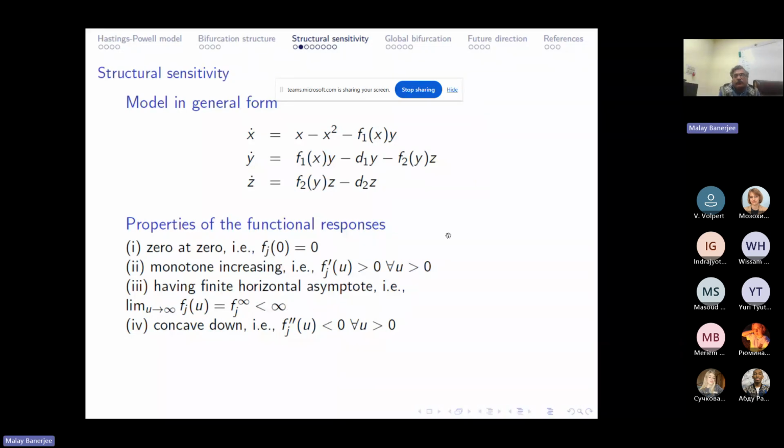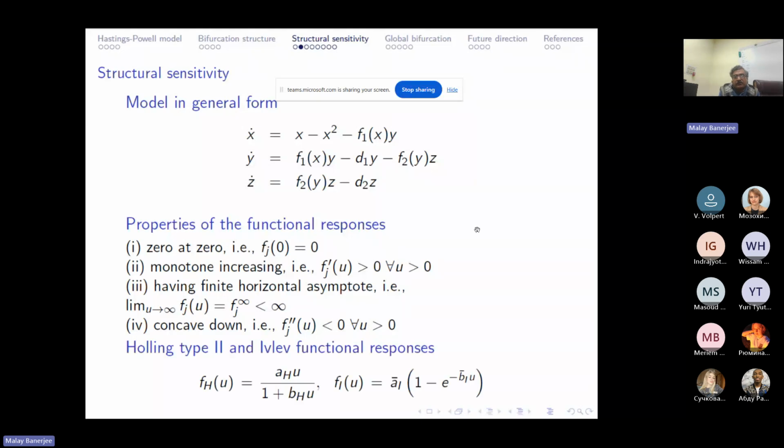Now what we are going to do is consider two different parameterizations for these functional responses. One is Holling type 2 and another one is the Ivlev functional response. You can check that all the conditions mentioned here are satisfied by both these functions. At u equal to 0, both of them are equal to 0. Their first derivative is always positive, the limit as u tends to infinity of f(u) is a finite quantity for both, and their second derivative is always negative.